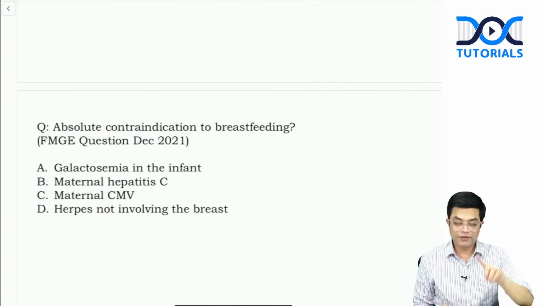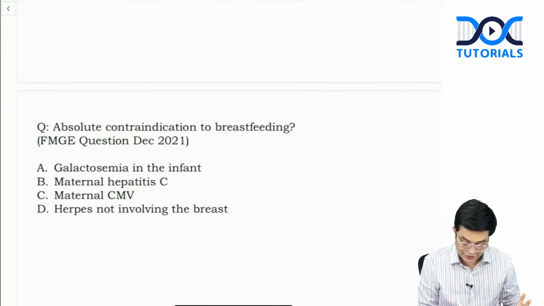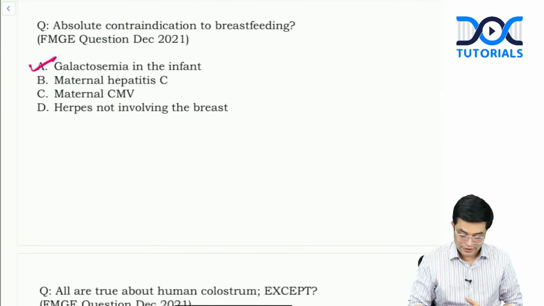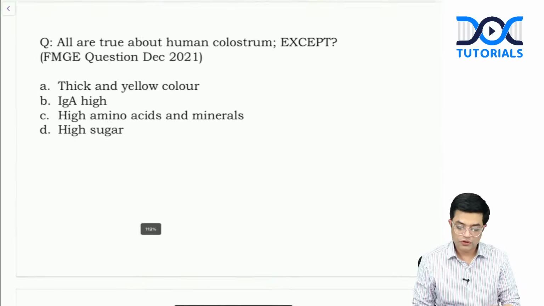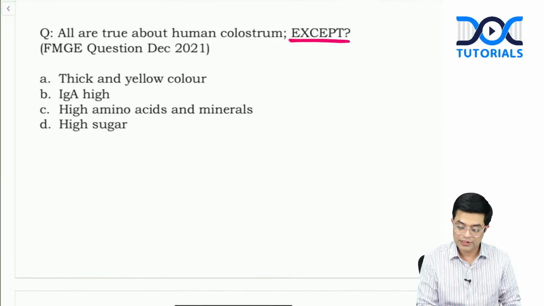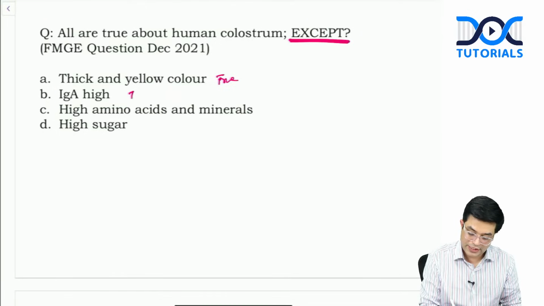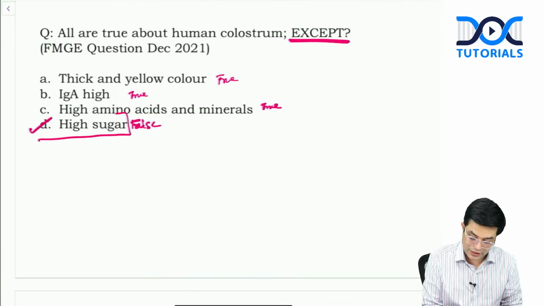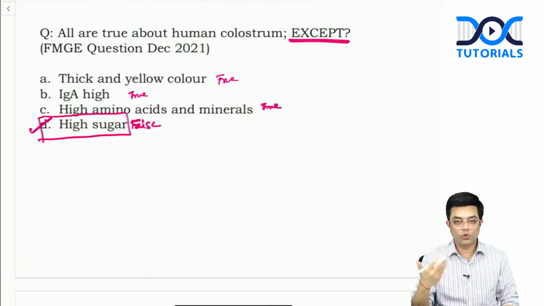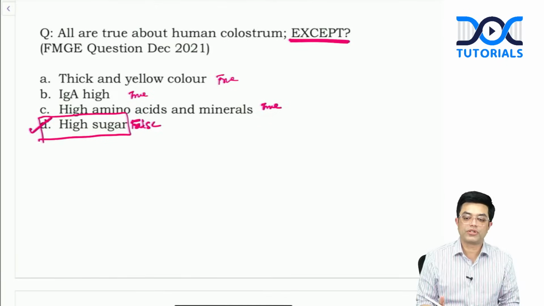Absolute contraindication to breastfeeding, तो ये repeat question था, 2 बार आया है, galactosemia in the infant, right? And all of the following are true about human colostrum except, word नहीं miss करना exam में. FMG question 21: it is thick and yellow in color, it is true. Immunoglobulin high is true. High amino acids and minerals, it is true. High sugar is false. They are asking except, and so the answer to this question is high sugar. High sugar नहीं होता, low sugar होता है, low carbohydrate, low lactose content is found in these individuals.